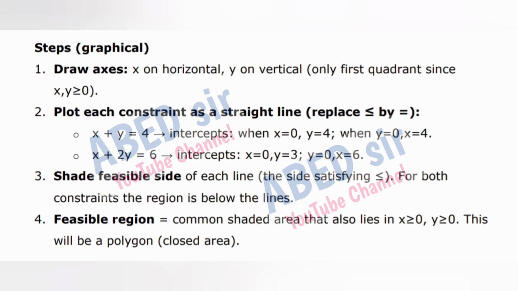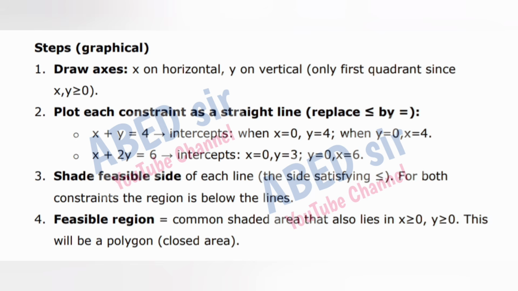Steps: graphical. 1. Draw axis, x on horizontal, y on vertical, only first quadrant since x, y greater than or equal to 0. 2. Plot each constraint as a straight line, replace less than or equal to by equal to. X plus y is equal to 4 intercepts when x is equal to 0, y is equal to 4, when y is equal to 0, x is equal to 4. X plus 2y is equal to 6 intercepts, x is equal to 0, y is equal to 3, y is equal to 0, x is equal to 6.